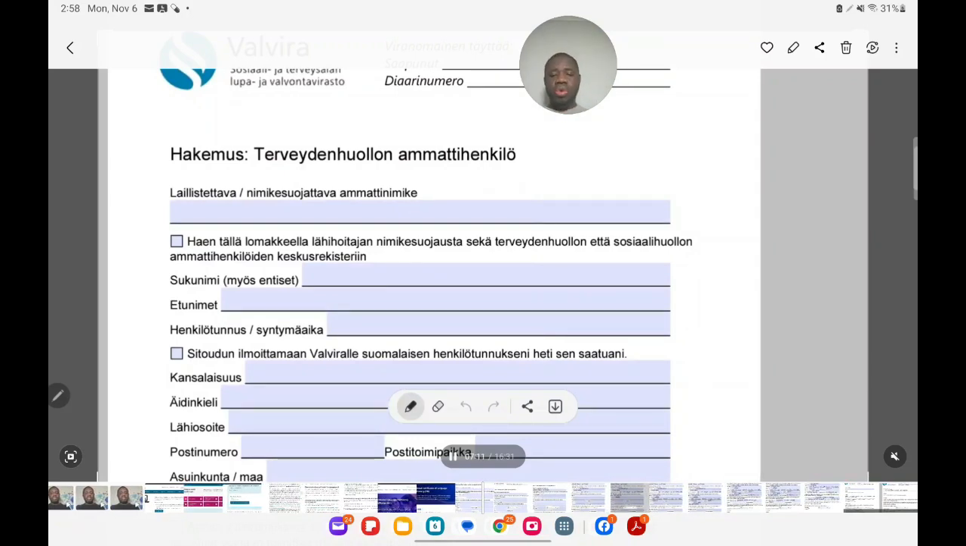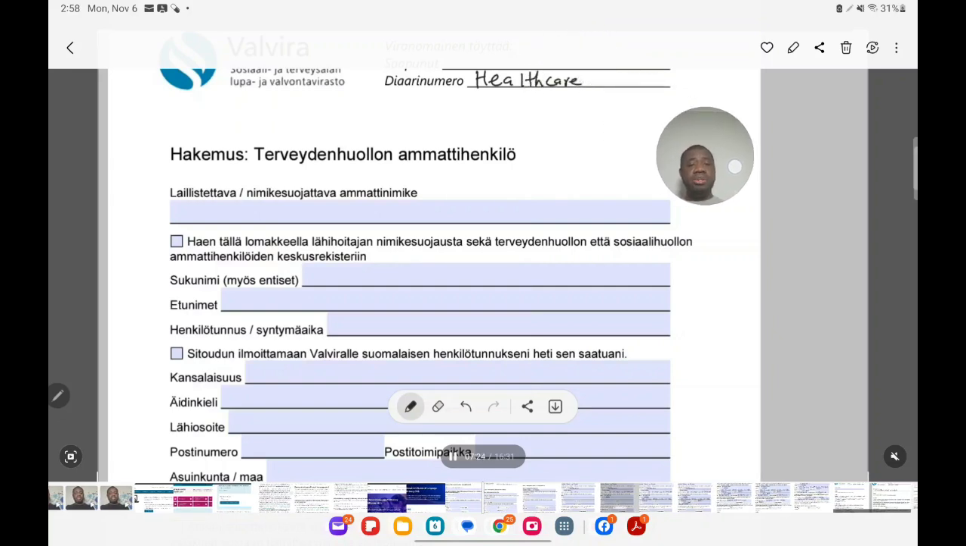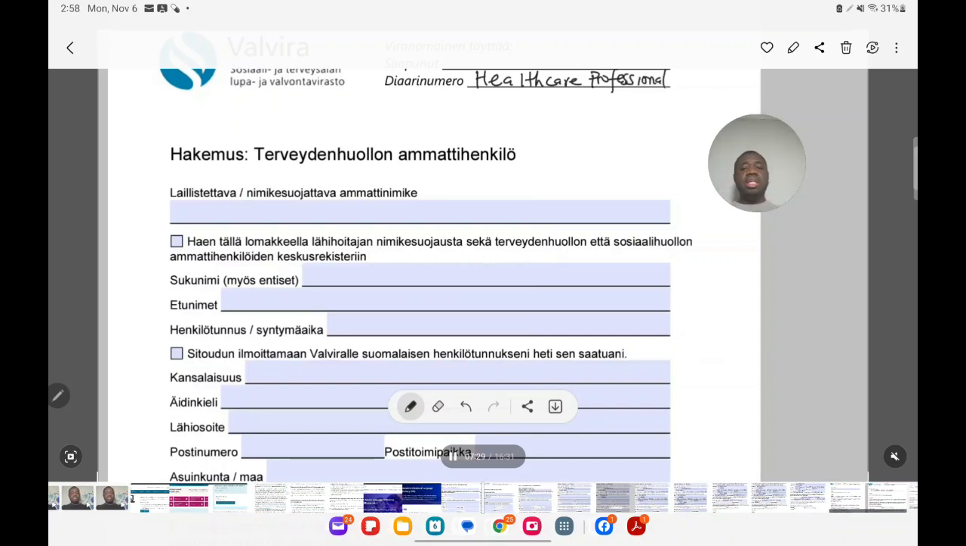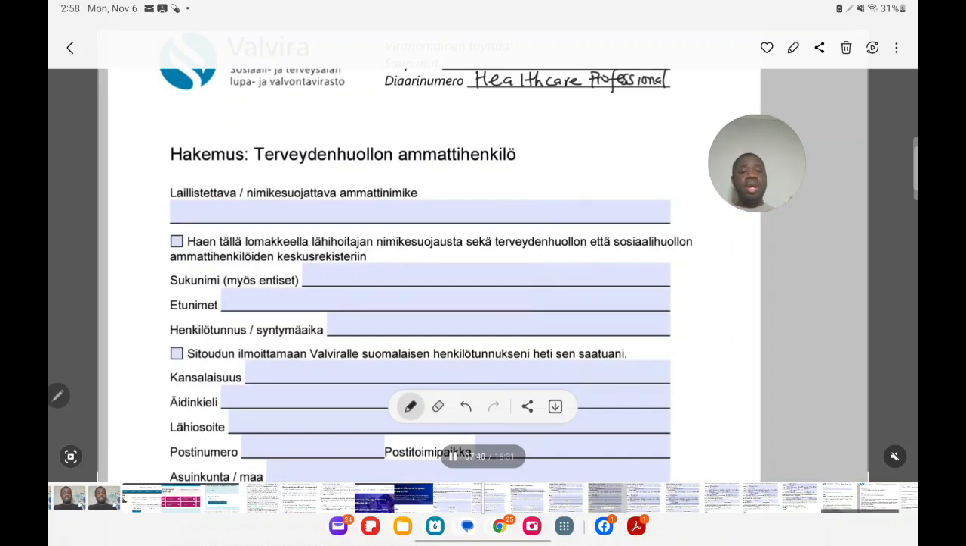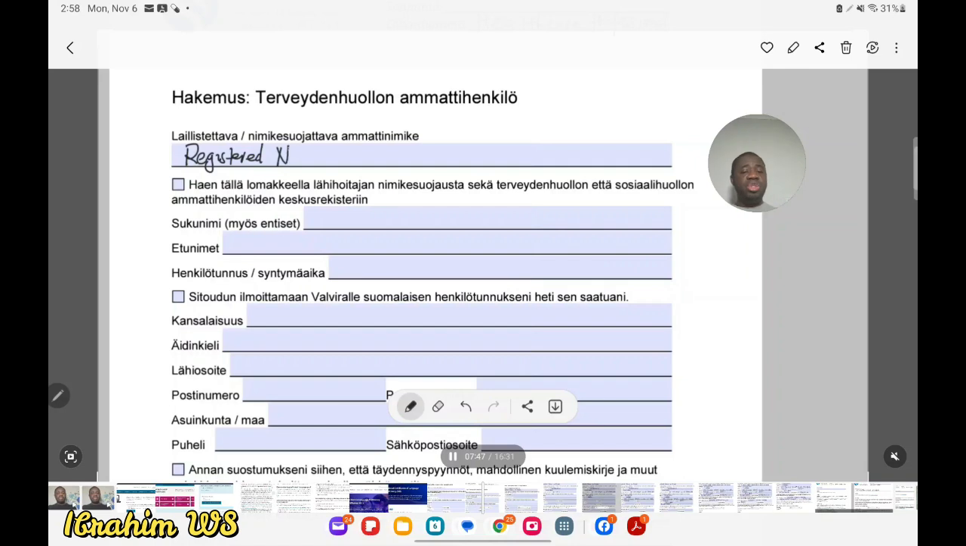So now we're gonna start filling this form. You can fill this form on your laptop or desktop, if you have the app to fill PDF forms, or you can just print it out and fill it by pen. So this one is talking about healthcare professional. Just write healthcare professional. It's asking about the jurisdiction you're applying to. Are you applying to be a social worker? Are you applying to be an engineer? But here we are talking about healthcare professional.